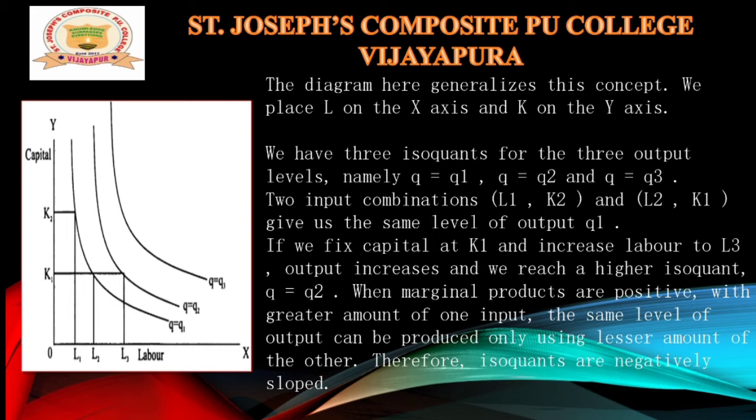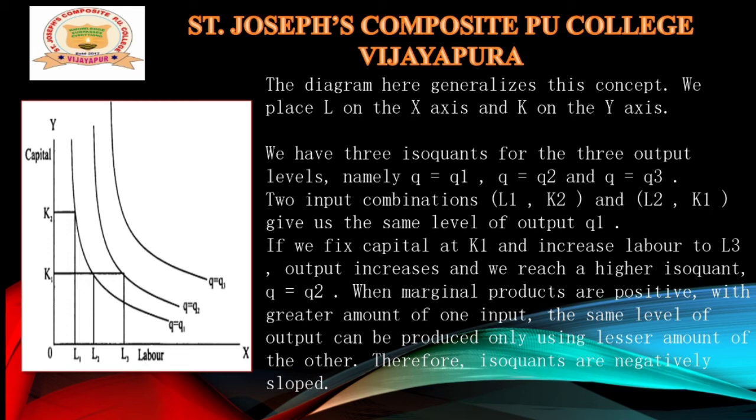Two input combinations like L1 and K2, and also L2 and K1. Here in this diagram you can observe the L1 and K2 combination, this is one. Another combination we can observe is L2 as well as K1. That means both give the same level of output, that is the Q1 level of output.